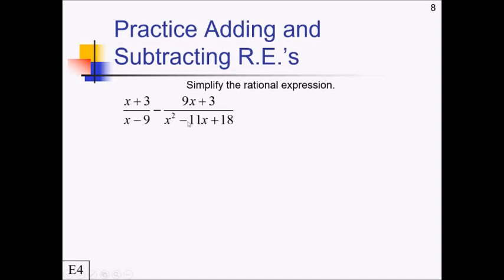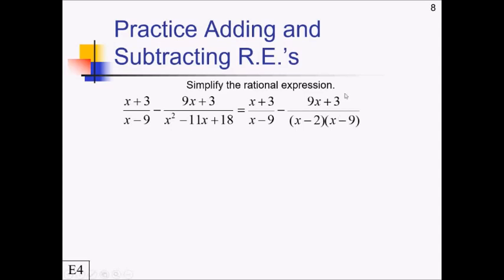All right, so again, to find the LCD, because these don't have the same denominator, we need to factor. The only thing we can factor, at least for the denominators, is this bottom right one here. So we've got factors of 18 that add up to negative 11. Well, there's 1 and 18, that doesn't work. 2 and 9 works if they're both negative. So we have x minus 2 and x minus 9.